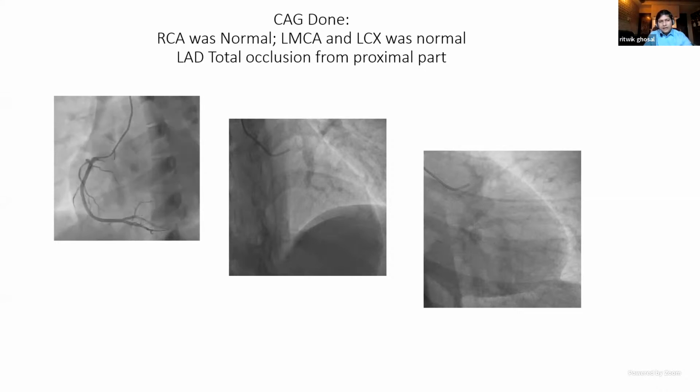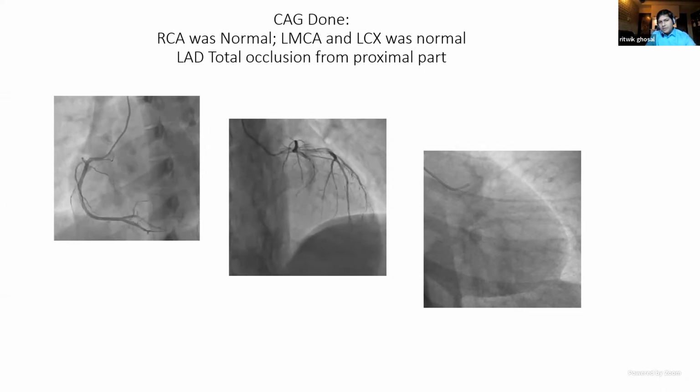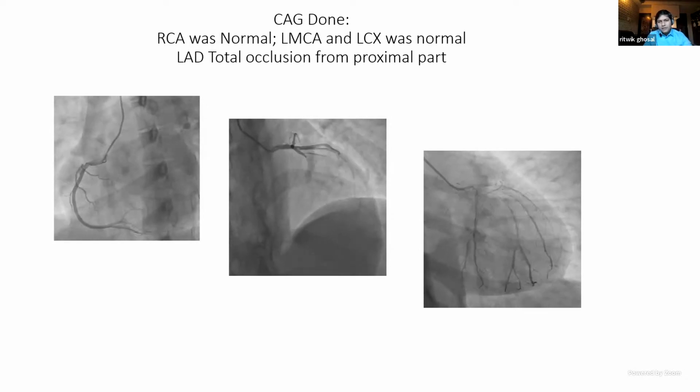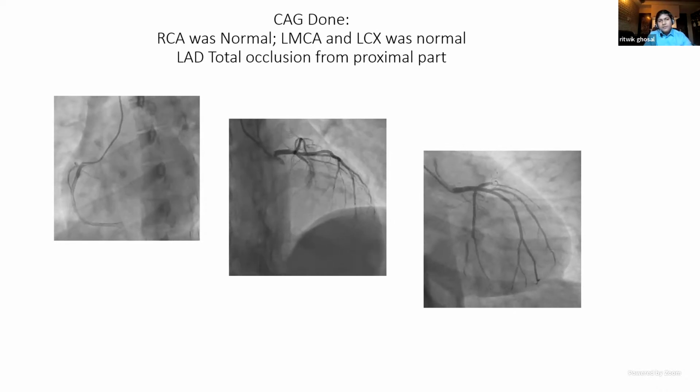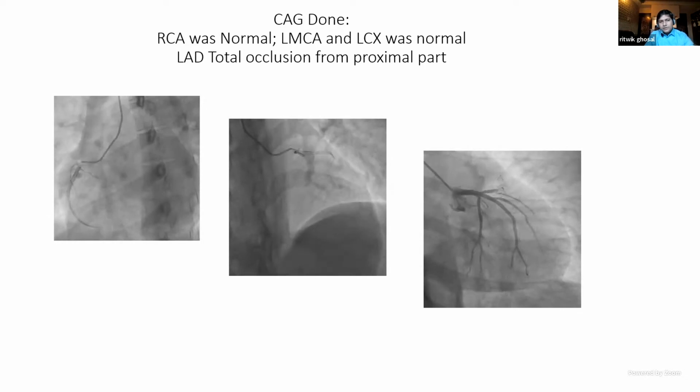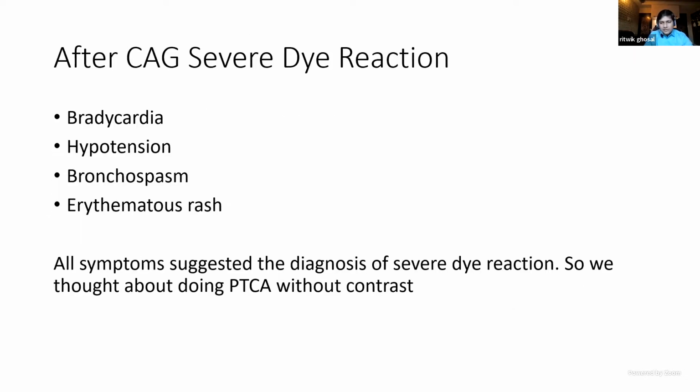So, sir, we quickly did the left shot, which showed, sir, complete cutoff of the LAD from the proximal part. Sir, here you can see that the occlusion is after the first diagonal, sir. So it is completely cut off. But after doing this angiogram, this patient developed severe dye reaction in form of bradycardia, hypotension, bronchospasm, and erythematous rash. So all symptoms suggested the diagnosis of severe dye reaction. So, sir, we thought about doing primary angioplasty without contrast. So we are planning zero contrast PTCA in this patient.